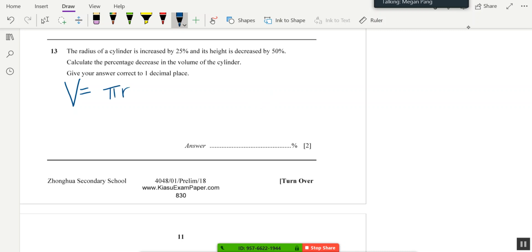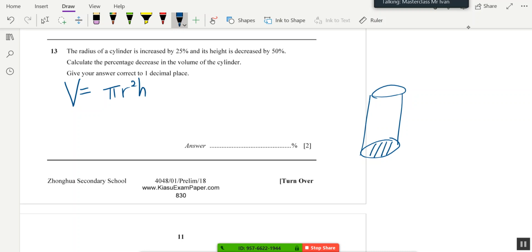Pi R H, is it? Pi RH is not the volume. 2 pi RH is the surface area. I want volume. Oh, I forgot. Cross-section area times height. What's the cross-section area here? Pi R square times height. Volume is always cross-section area times height, okay? So this is the volume. Okay, it's pi R square H.